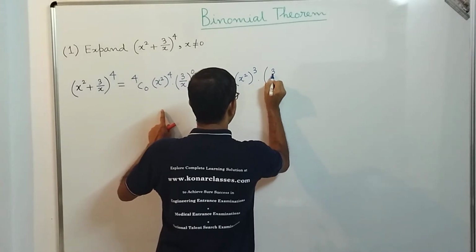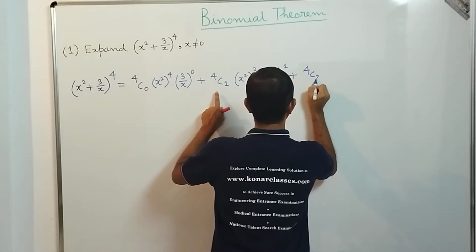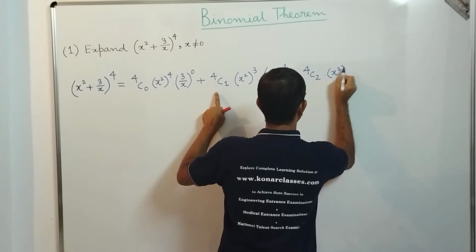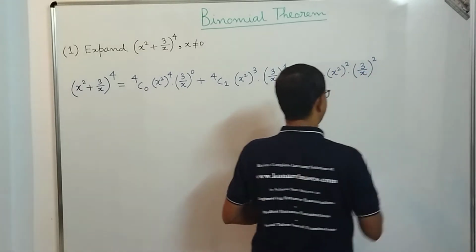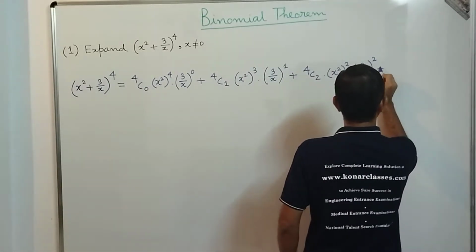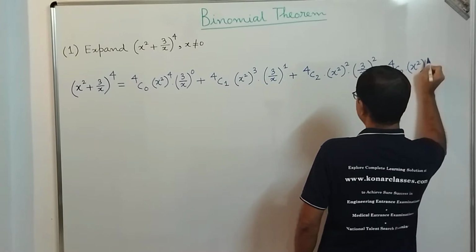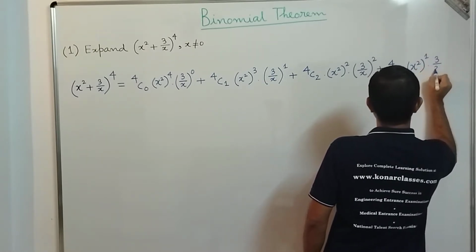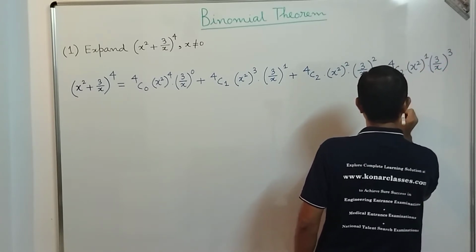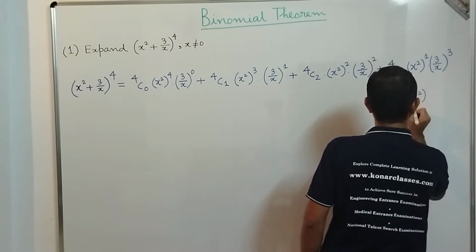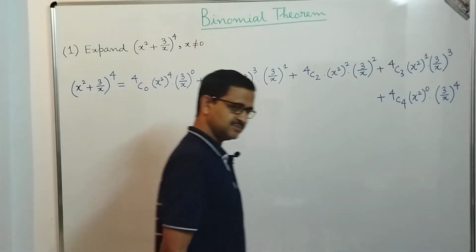into 3 by x power 1 plus 4c2 into x square power 2 into 3 by x square power 2 plus 4c3 into x square power 1, into 3 by x power 3 plus 4c4 into x square power 0 into 3 by x power 4, correct.